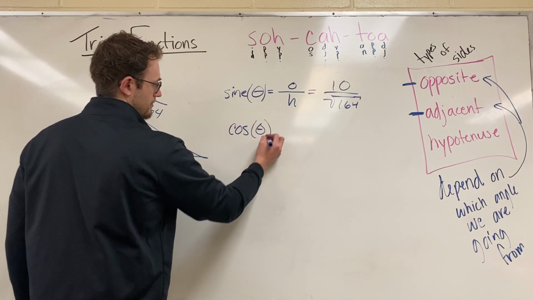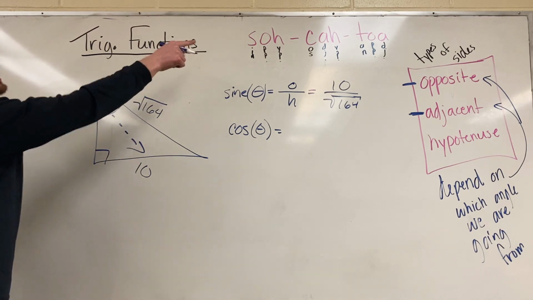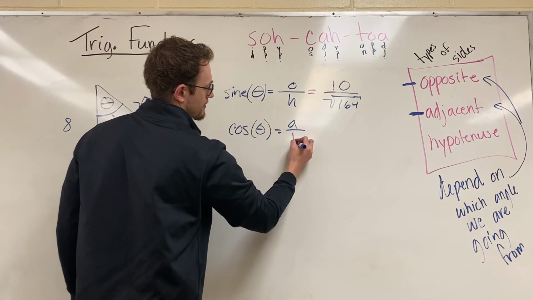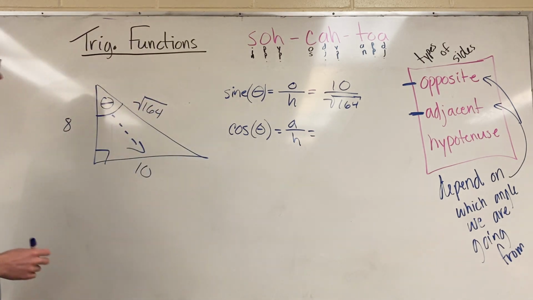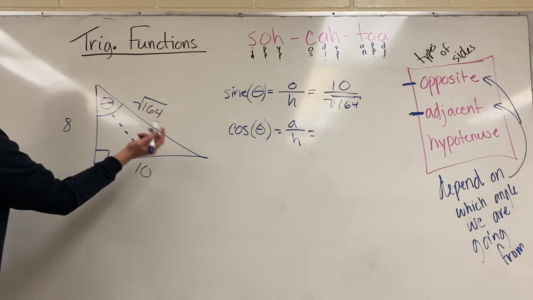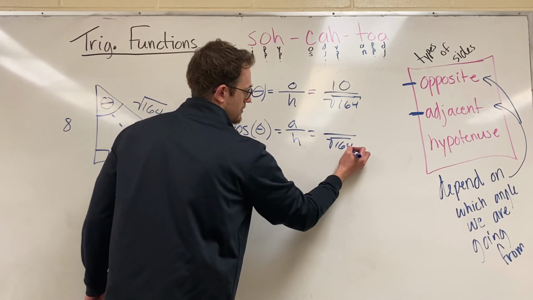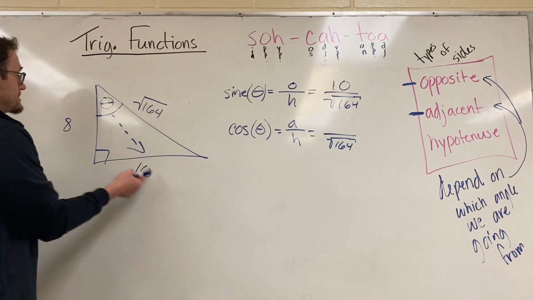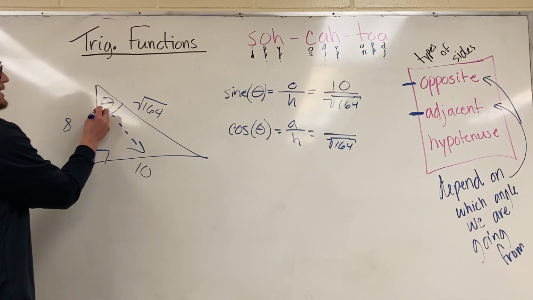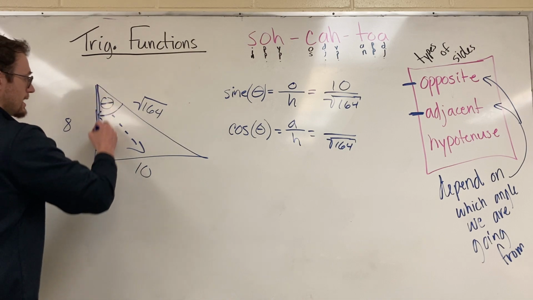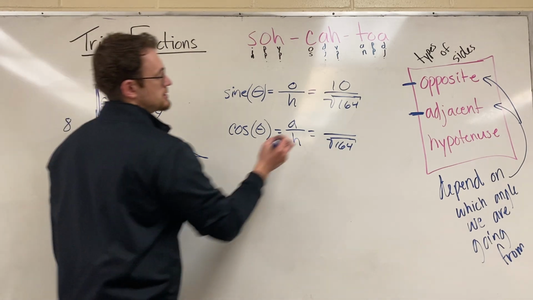All right, and then if I asked them to find the cosine of theta, cosine, adjacent over hypotenuse. Okay, adjacent over hypotenuse. Well, that's still the hypotenuse. Hypotenuse is still the square root of 164. And by default, if this is opposite, that's adjacent. And again, it's adjacent because it's touching right there, right? The side touches right there. So 8.